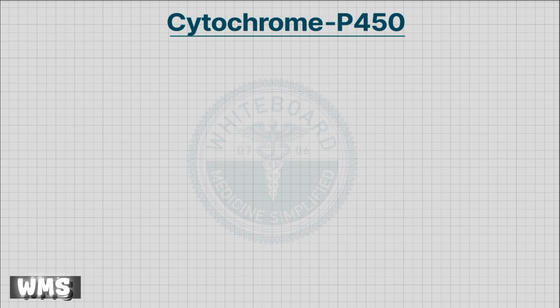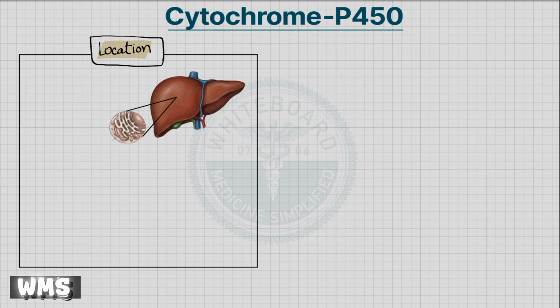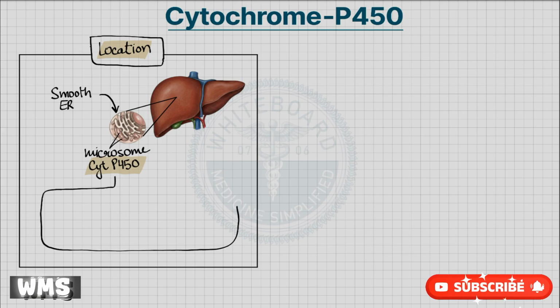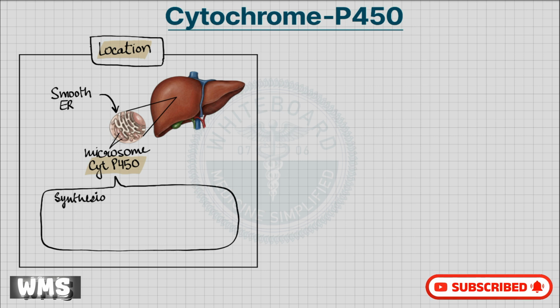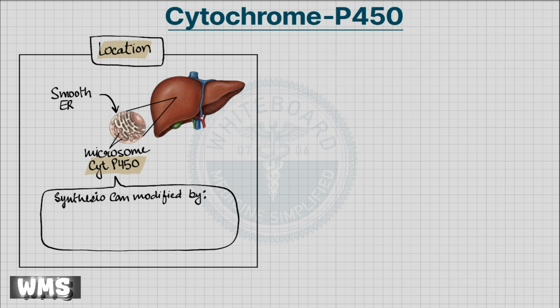These enzymes are located in the microsomes, which line the smooth endoplasmic reticulum of liver cells. Cytochrome P450 represents a large family of enzymes responsible for the oxidative metabolism of a wide variety of drugs. The synthesis and activity of these microsomal enzymes, especially CYP450, can be modified by drugs and environmental pollutants.